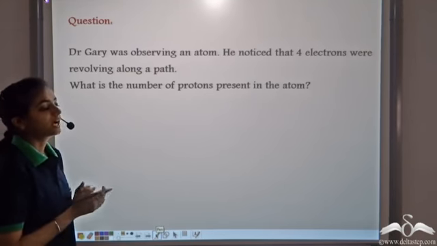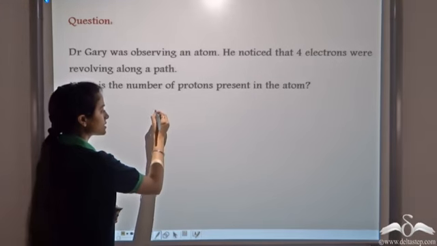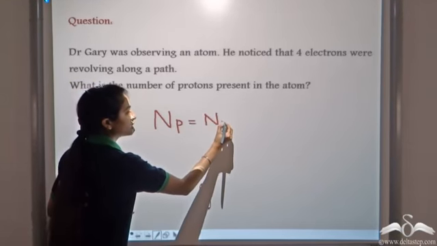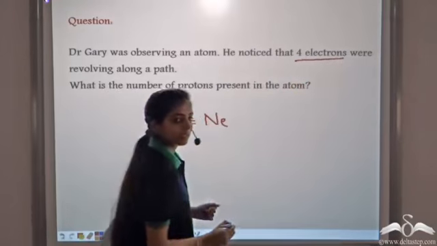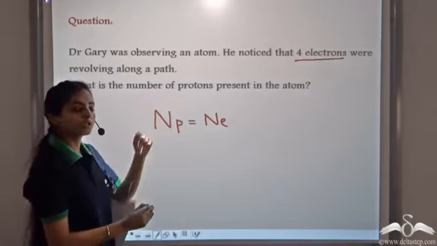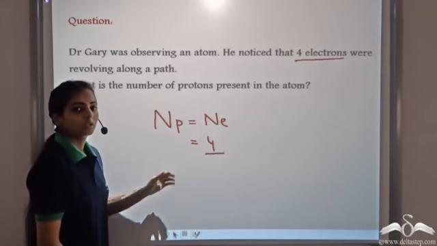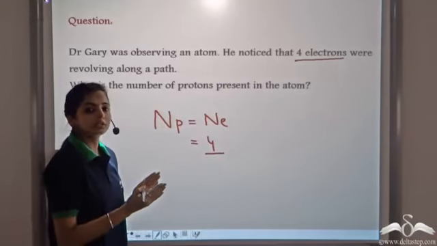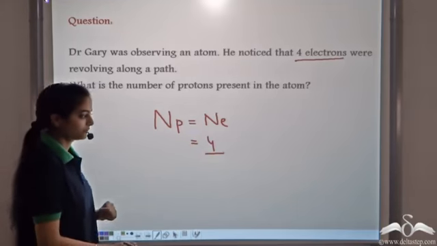So we know that an atom is always electrically neutral. So the number of protons is always equal to the number of electrons in the atom. Since we have 4 electrons in the atom, the number of protons present in the atom is also equal to 4, to maintain the electrical neutrality of the atom.